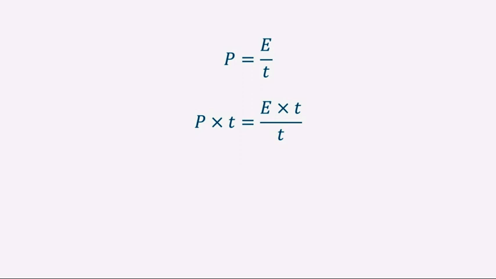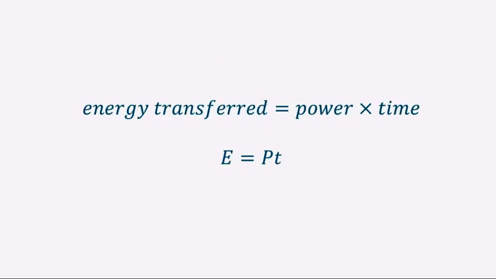Right, so on the left-hand side then, we've got power multiplied by time. On the right-hand side, we're multiplying by time and dividing by time, so those two operations cancel each other out, and we just get left with the energy transferred. And we can flip that equation round just so that it's in a slightly more sensible format. Energy transferred is equal to power multiplied by time, condensed down to symbols E equals Pt, energy in joules, power in watts, and time in seconds.